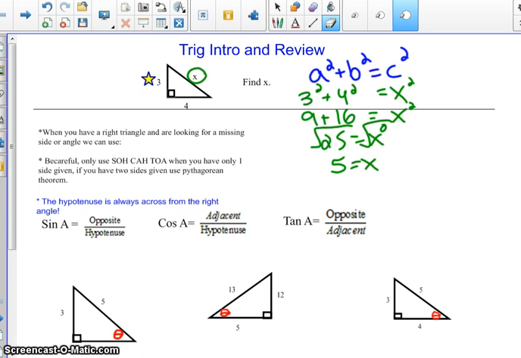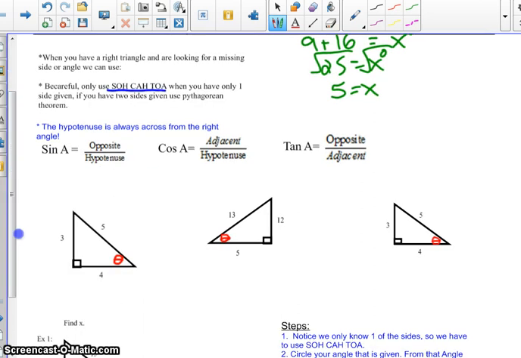All right. So when we have 2 out of 3 sides in a right triangle, we're going to use the Pythagorean theorem to find the other side. But what do we do if we only know one of the sides and maybe one angle? The only way we can do that is using SOH CAH TOA. So when we have only one side and one angle given, we want to use SOH CAH TOA. If you have 2 sides, you can use the Pythagorean theorem.